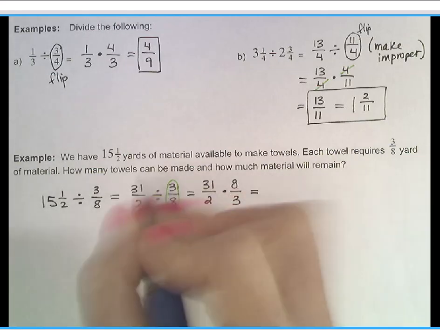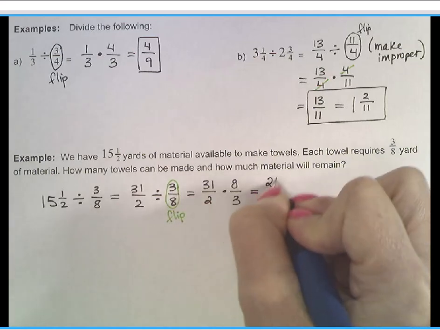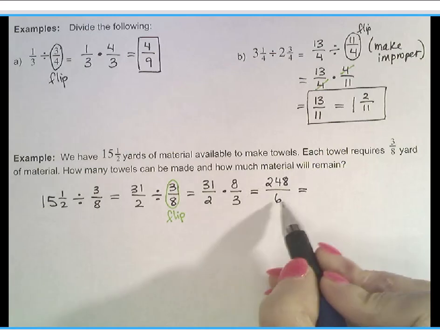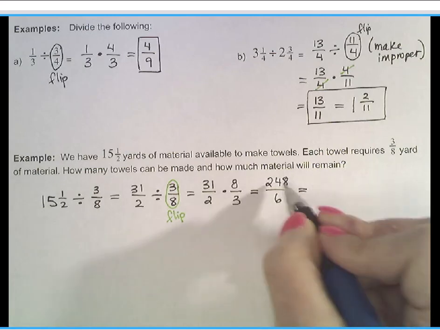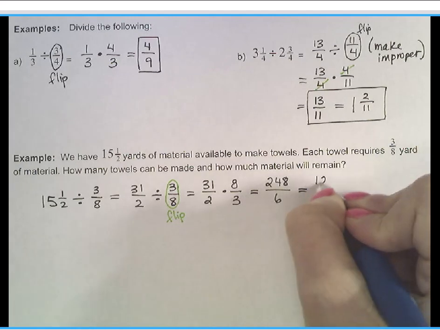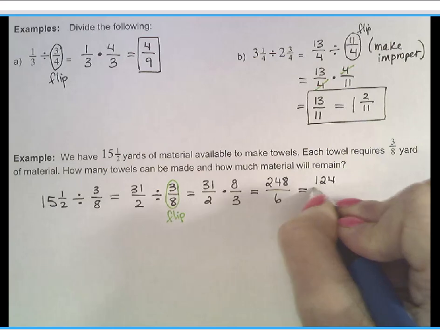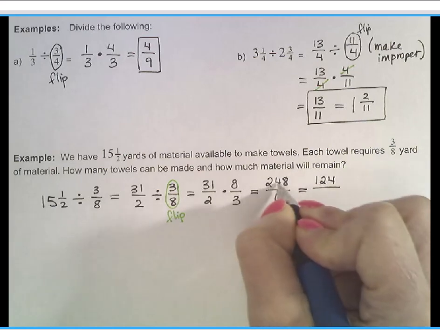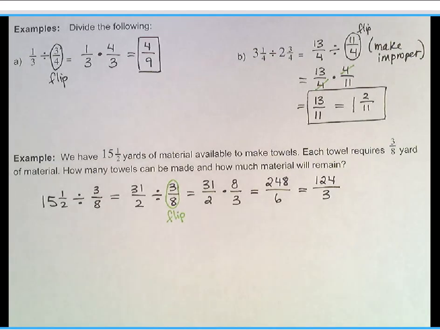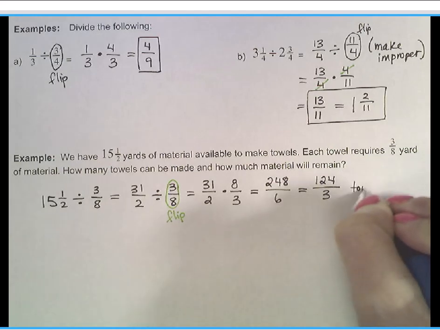And that's going to be 31 times 8. Any little calculator will tell you it's 248 divided by 6. And 248 is even, so is 6. So if I divide each of those by 2, 248 divided by 2 is 124. That's kind of an easy one to do in your head. Just divide each number by 2, and then divide 6 by 2. We get 124 divided by 3. That is the number of towels.